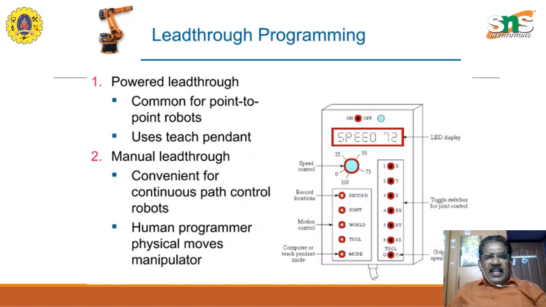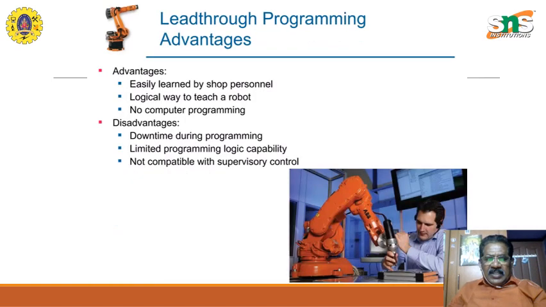Now, in lead-through programming, there is powered lead-through and manual lead-through. Common for point-to-point robots, you use a teach pendant. You take the pendant around, teach each point and register the points. The other one is manual lead-through, convenient for continuous path robots, where a human programmer physically moves the manipulator. This is what I had just described.